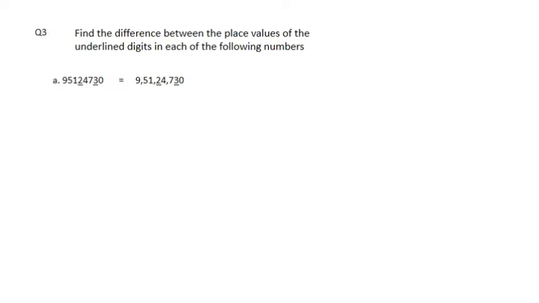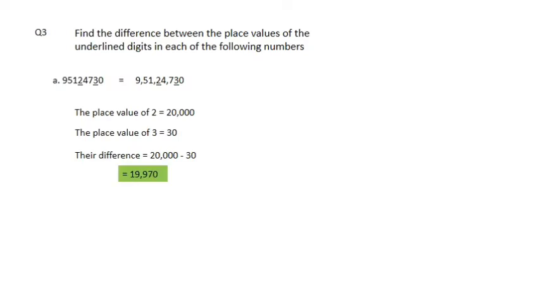So we will write down the place value of 2 first. What is the place value of 2 here? 2 ten-thousands, which means 20,000. The place value of 3 is at the tens place, so 3 tens become 30. Now what we have to find out is the difference. Difference means we have to subtract: 20,000 minus 30. Come on children, tell me what will be the answer? 20,000 minus 30 is 19,970.